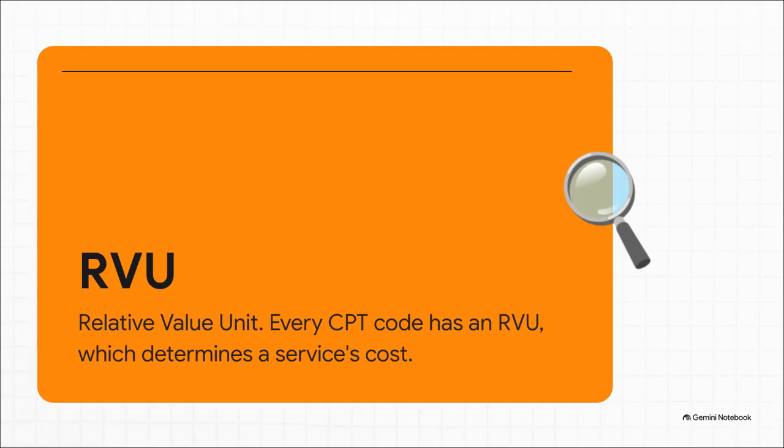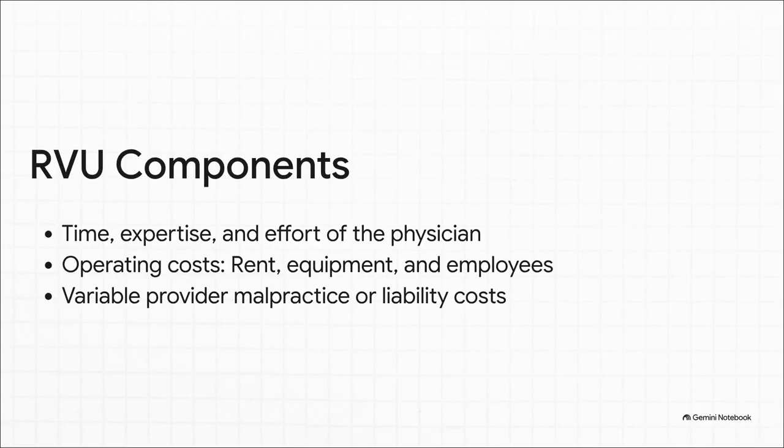Now, for individual outpatient procedures, that's where the RVU, or relative value unit, comes in. Systems like Medicare use RVUs to assign a specific, exact monetary value to every single CPT code. It's essentially the foundation that determines a service's overall cost and its base reimbursement rate. So how is an RVU actually calculated? It's a combination of 3 distinct parts. First up, you have the physician's time, training, and expertise.